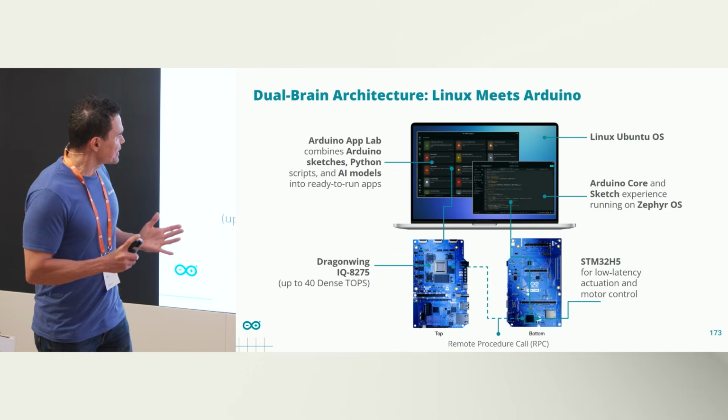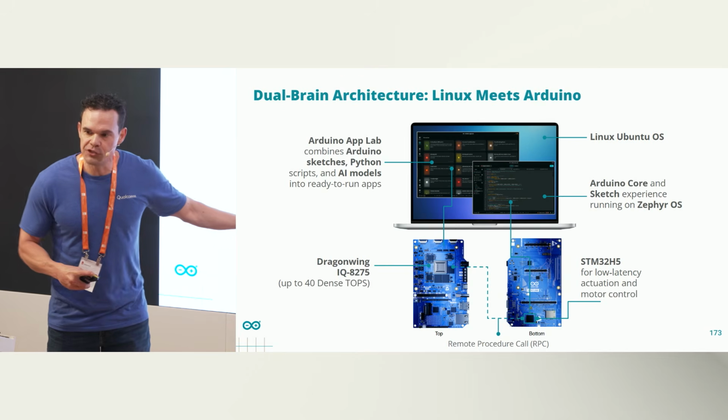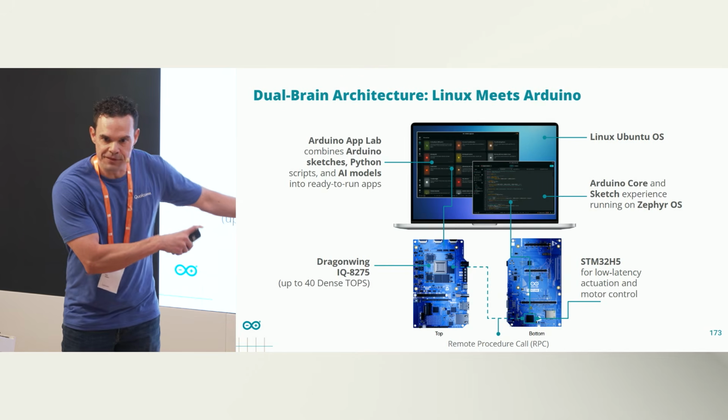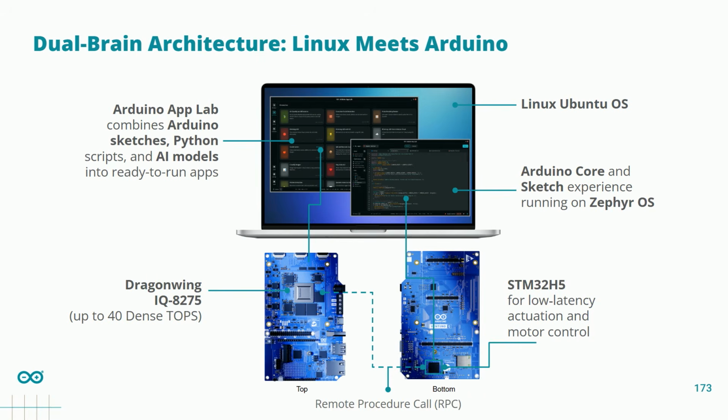Dual brain architecture. That's what we call this. Now, in this picture, you see 2 boards. You don't need 2 boards to do this. I just want to show the top and the bottom of the board. It's got the IQ8275 running 40 TOPS of performance. You can develop your processor with AppLab running Python, taking the output from the AI models, and then use that through a remote procedure call to control the MCU that's running on the board.